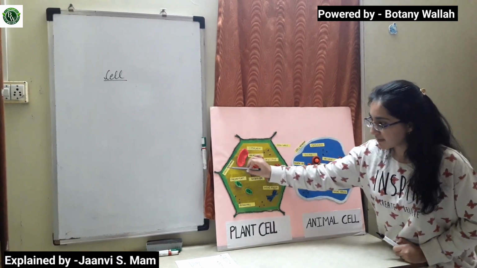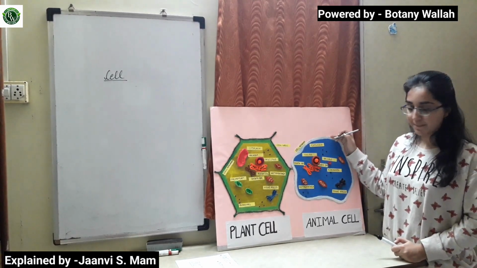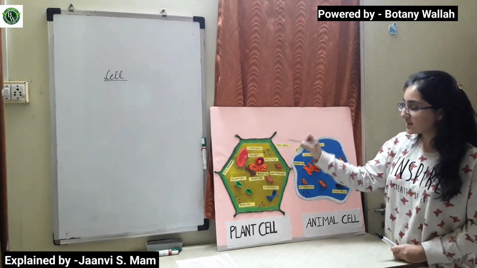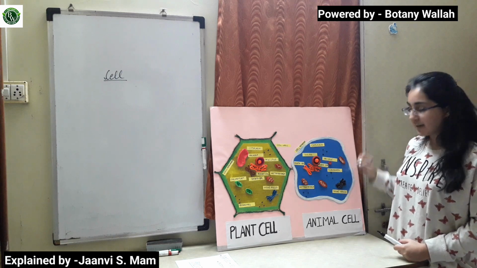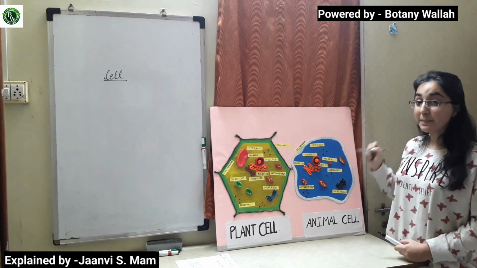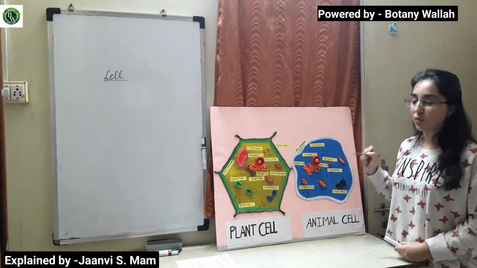Then you can see the cell membrane, which is also present in your animal cell. A comparative study I am giving you: the cell wall is absent in the animal cell. The animal cell lacks the cell wall. This is a very important point which you should note here.